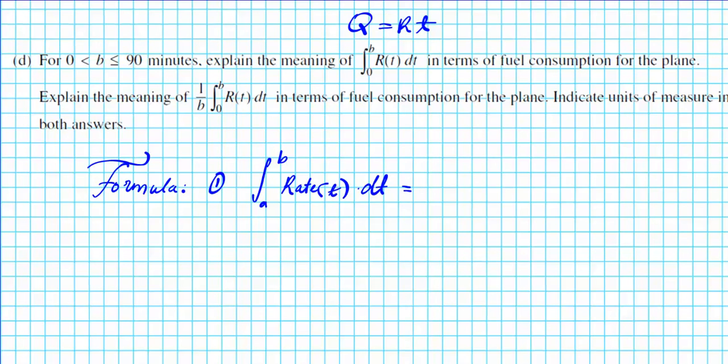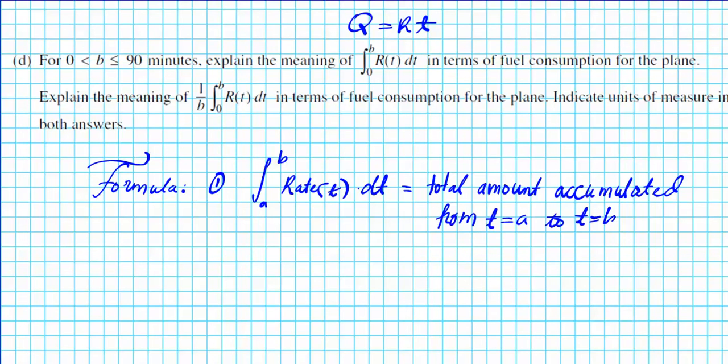Okay, let's stick to the formula first and then we'll apply it to this scenario. This formula basically represents the total amount accumulated. The amount could be anything. It could be dollars, it could be water, whatever. Total amount accumulated from t equals a start time to t equals b. All right, so that's the first formula you want to keep in mind.